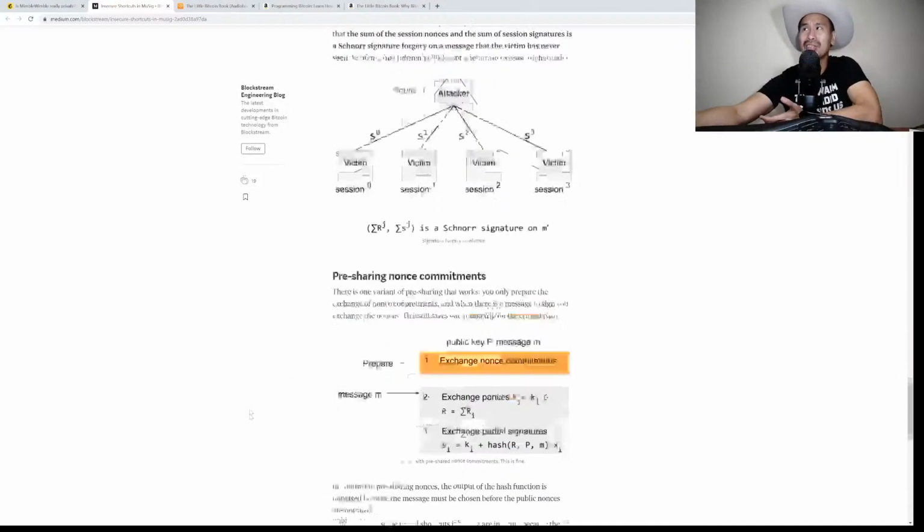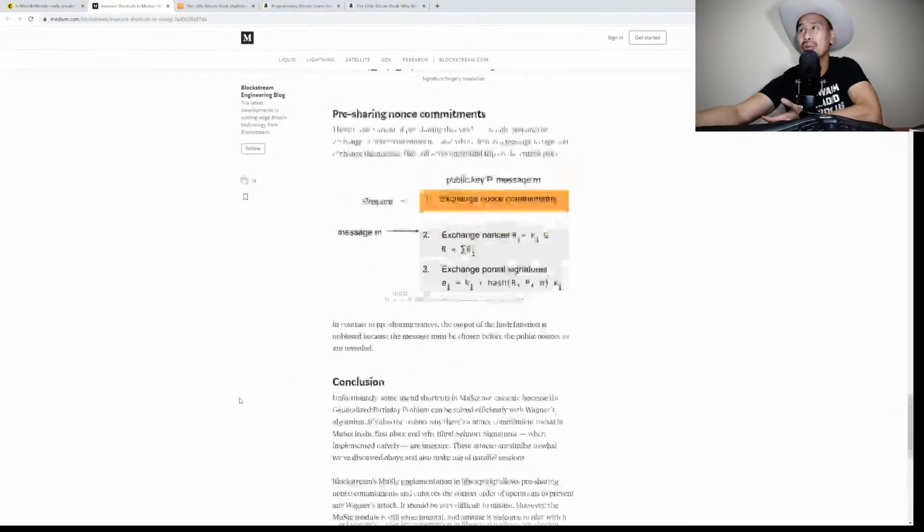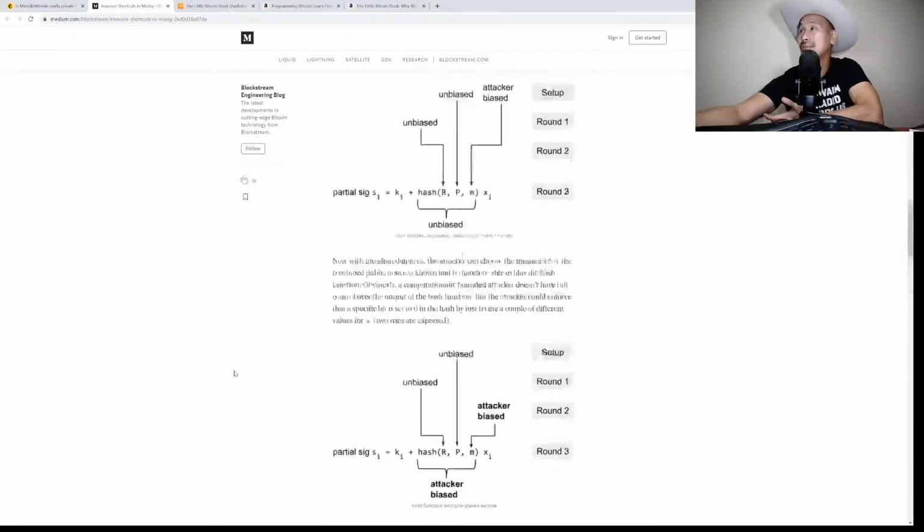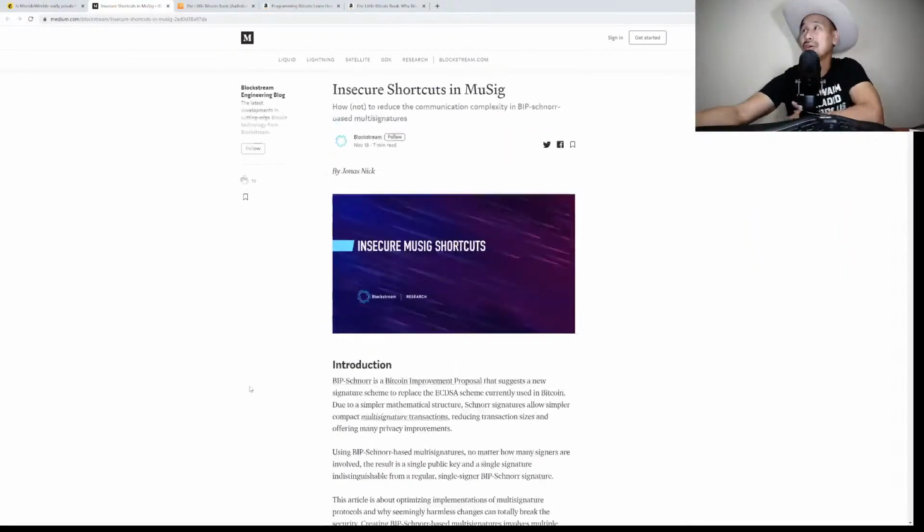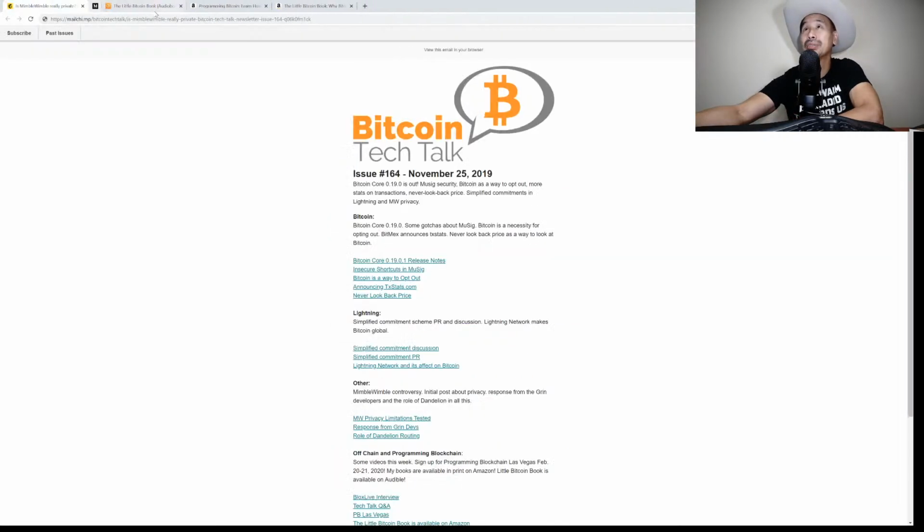But there are certain things that you need to make sure you're doing correctly. Otherwise, you may be compromising security if one of the parties is trying to fool you or something like that. This is why that article was written. Very important stuff.